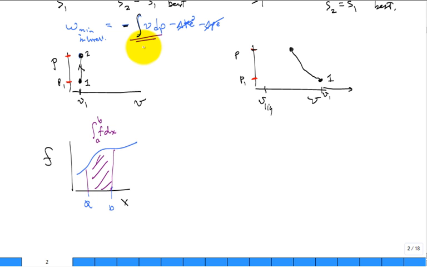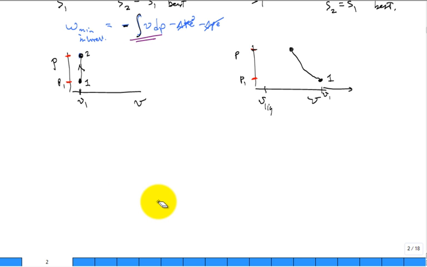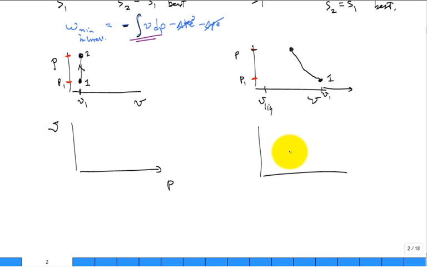So to do this correctly, what I need to do is flip it. Nothing says we have to put P on the quote-unquote y-axis. Let's put P on the x-axis. And let's put V on the y-axis. Can you do that for both of these? Can you transform them and give me a VP plot for the same processes?